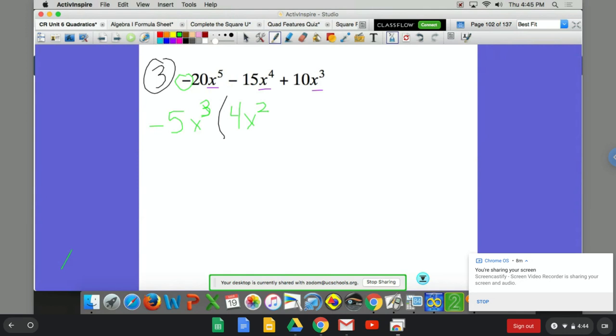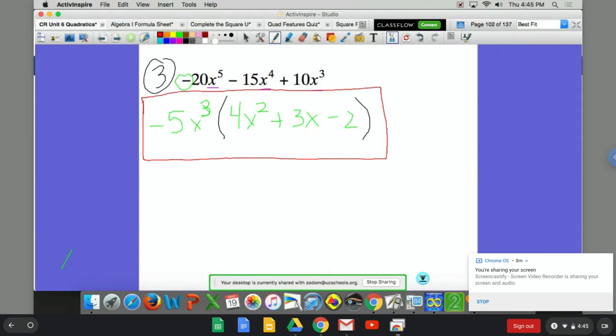Negative 5 times what is going to give me negative 15, and that is positive 3. And we have 3 x's but we need 4, so we are missing an x. And then negative 5 times what is going to give me positive 10? That's going to be negative 2. And since we have 3 x's and they already have 3 x's, we do not need any more. So that is it. And that would be the answer you get for that one.